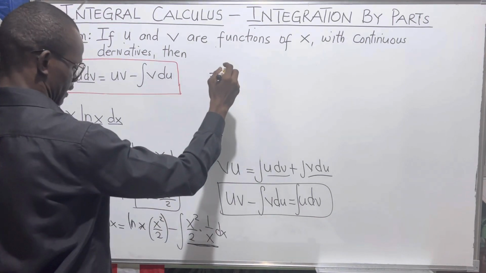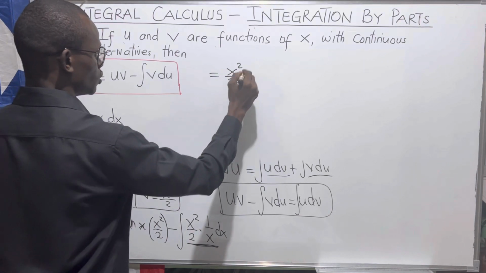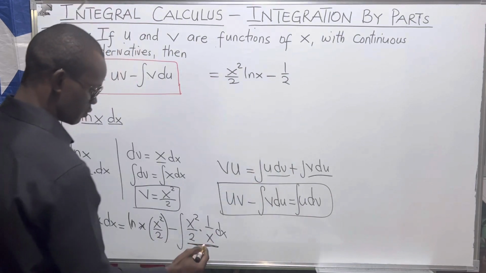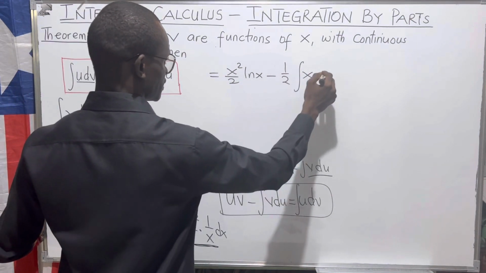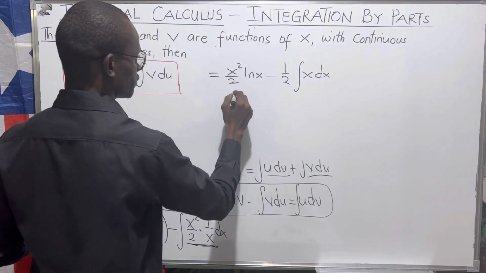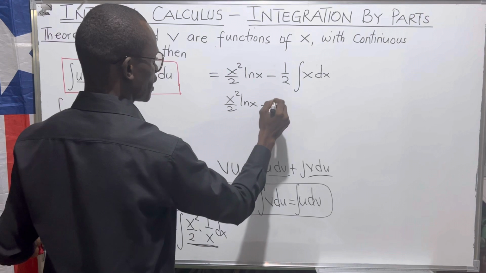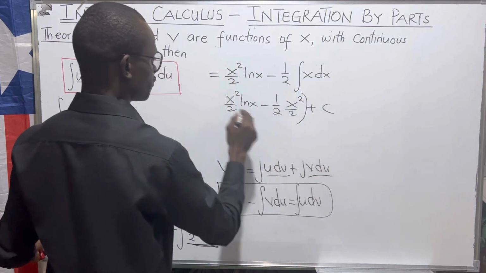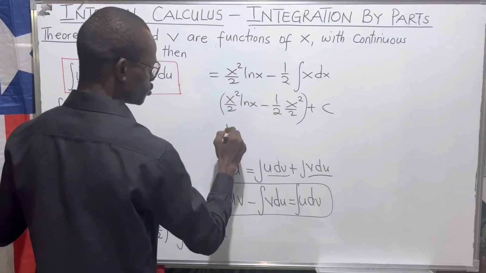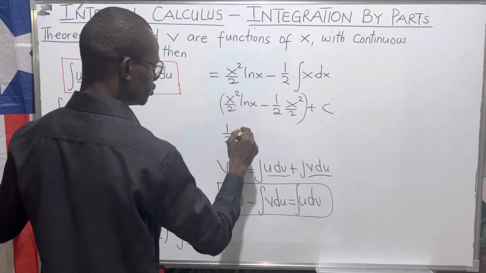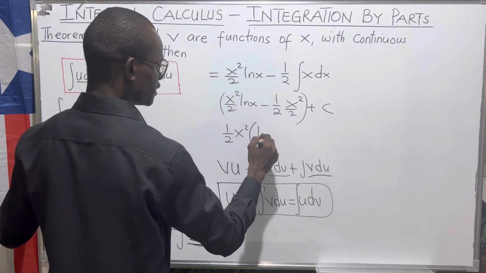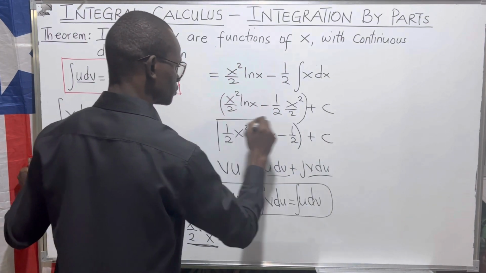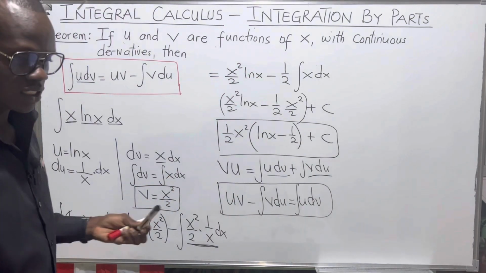So now we have x squared over 2 ln x minus, and we can bring the 2 outside. We can reduce x and x squared, so it will just be x dx. So we have x squared over 2 ln x minus 1 over 2 times x squared over 2, plus some arbitrary constant. Now we can factor out what is common: 1 over 2 and x squared. What is left is x squared over 2 times ln x minus 1 over 2, plus some arbitrary constant. So this is how we integrate using integration by parts.